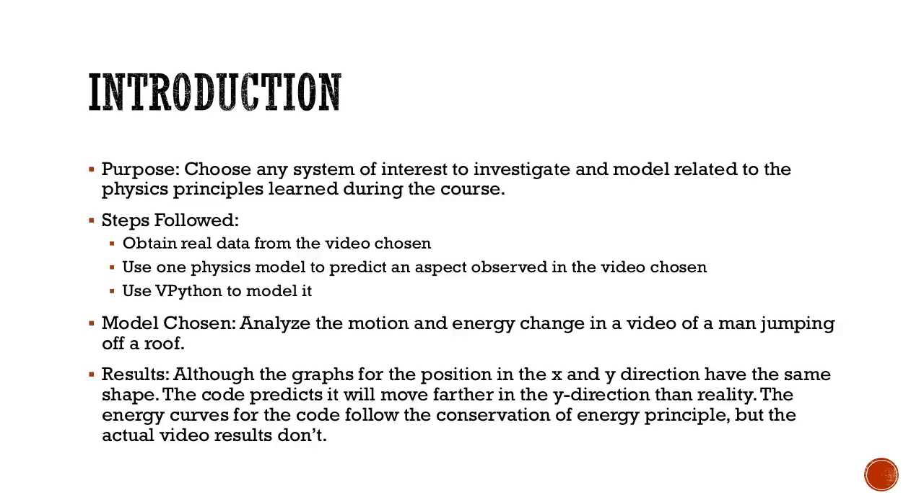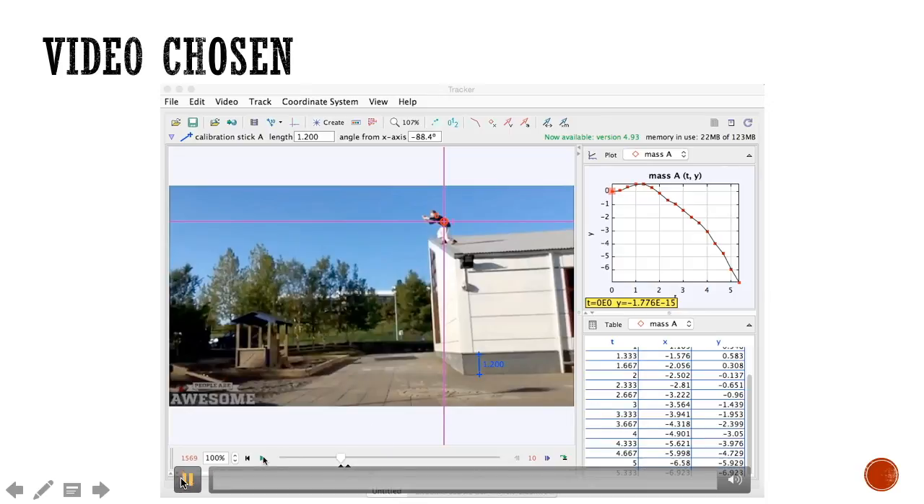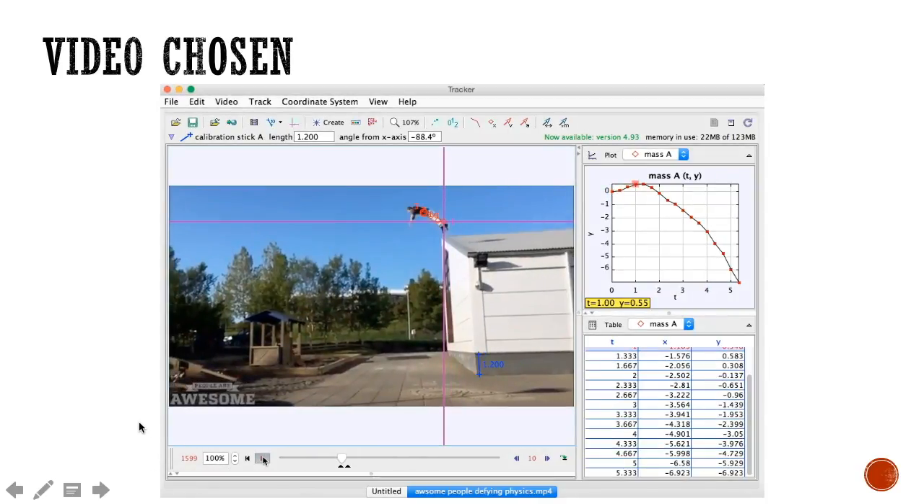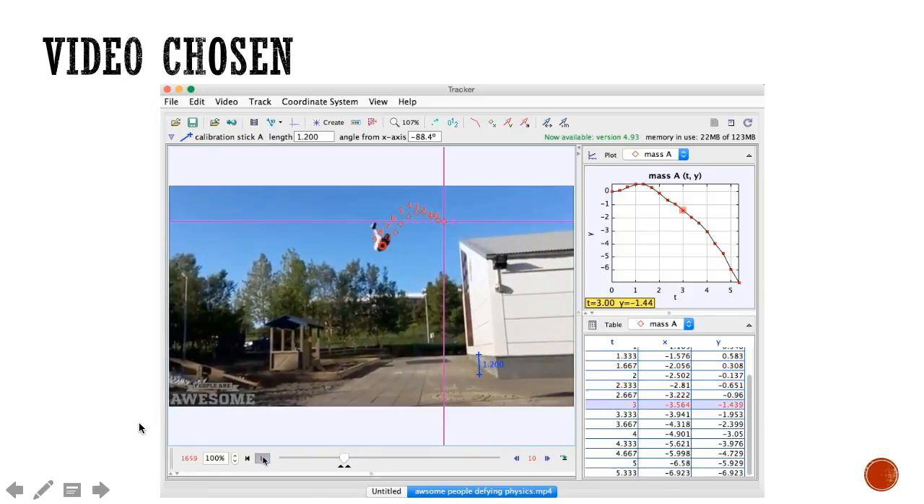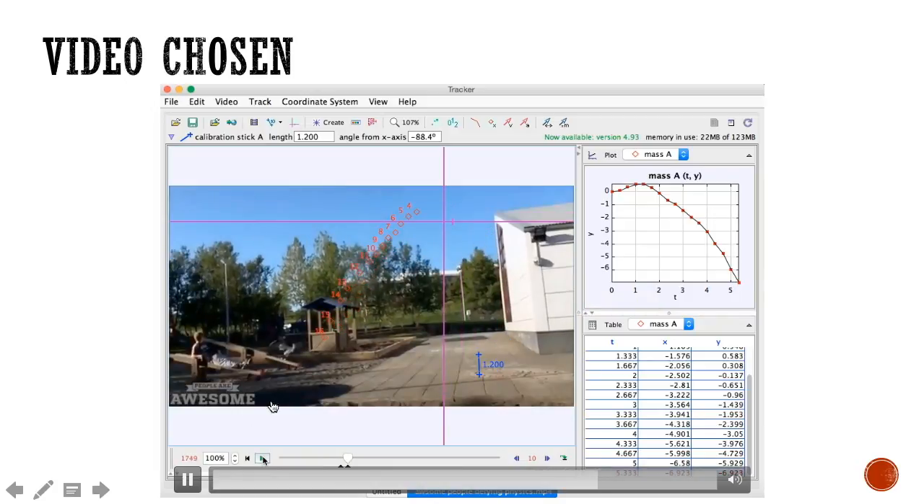The results that I got were that although the graphs for the position in the X and Y direction have the same shape, the code predicts it will move farther in the Y direction than reality. Second, the energy curves for the code follow the conservation of energy principle, but the actual video doesn't seem to do so. This is the video that I chose. Like I said, it is of a man jumping off a roof doing a flip in the air. The origin that I chose was when he started at the top of the roof and then he moved downward.